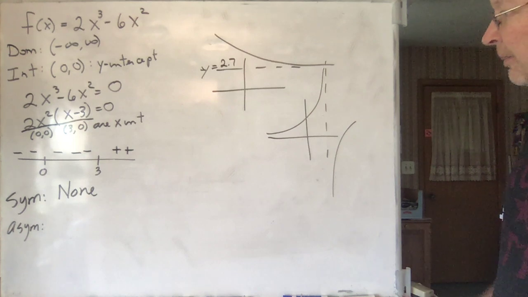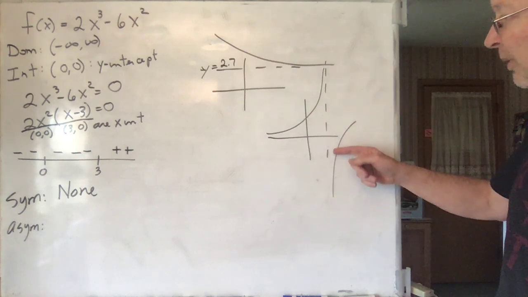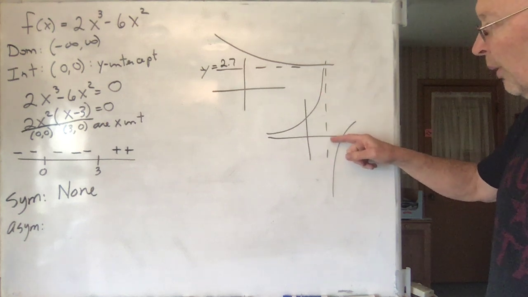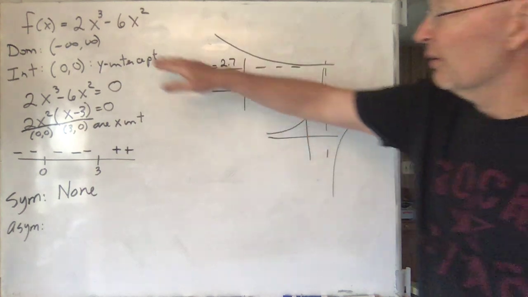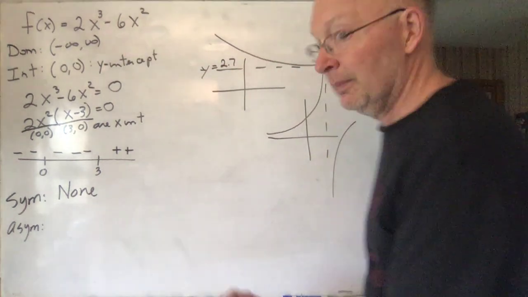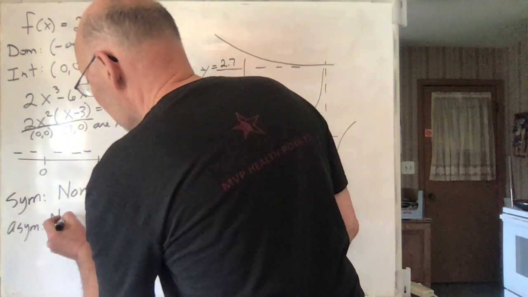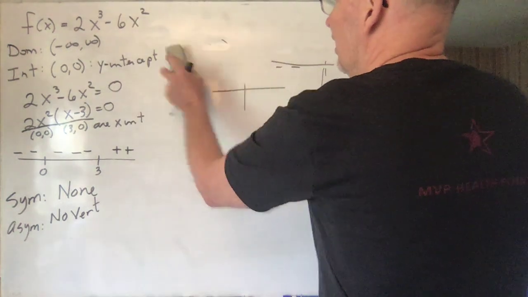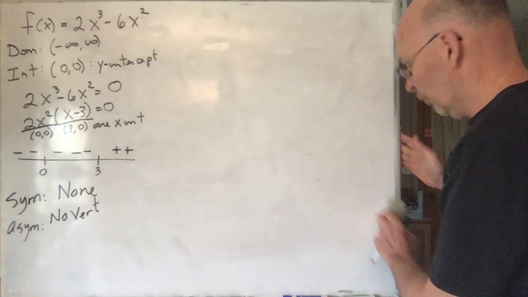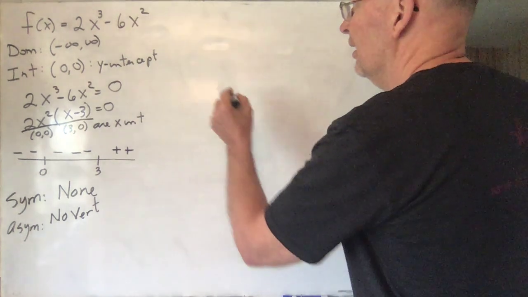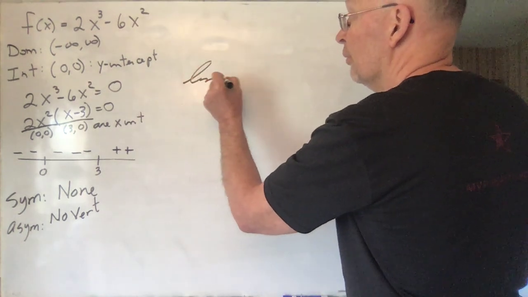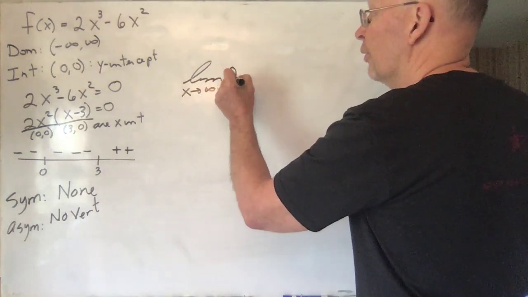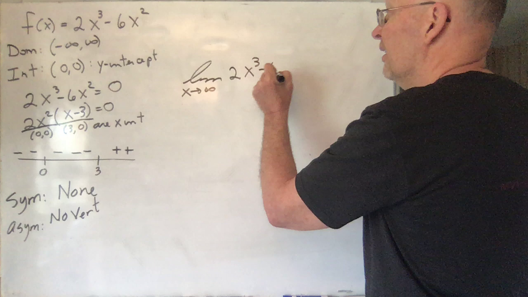So do we have either? Well, first of all, we don't have any vertical asymptotes because, recall, we'd either have to have one of those ln's or we would need to have a denominator that goes to 0. And there's none of it here. So there's no vertical. Okay. For horizontal, this basically is asking the question, what happens as x goes off to infinity? So let's just write that down. What's the limit as x goes to infinity of the quantity 2x cubed minus 6x squared?